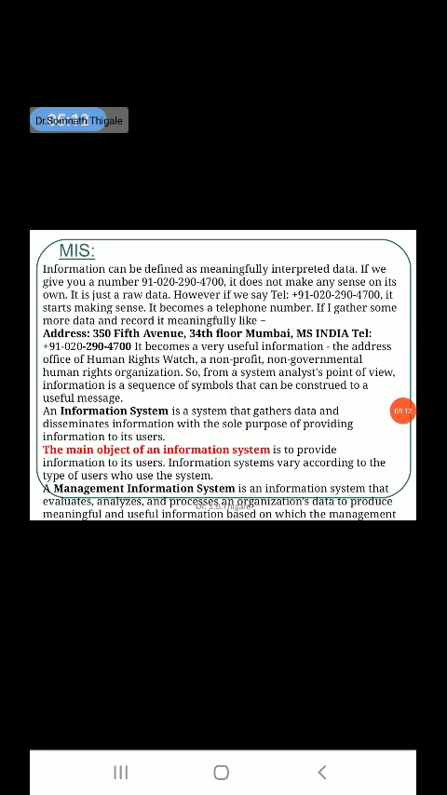A management information system is an organizational system that evaluates, analyzes and processes an organization's data to produce meaningful and useful information based on which management takes decisions. So let's take a simple working scenario. Raw data means some raw information, where all details are available in the data. I perform some processing and capture some specific information from it.